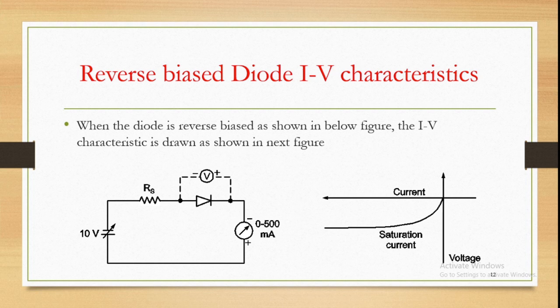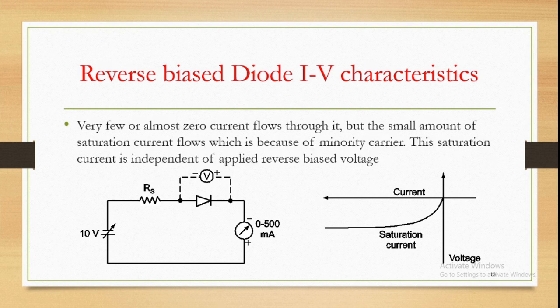A milliammeter from 0 to 500 is connected in series with the diode to measure the current in the diode. Look at the graph: we get a third quadrant graph, with current on the x-axis and voltage on the y-axis. We are getting a saturation current. So as voltage is increasing, still we are getting a current.